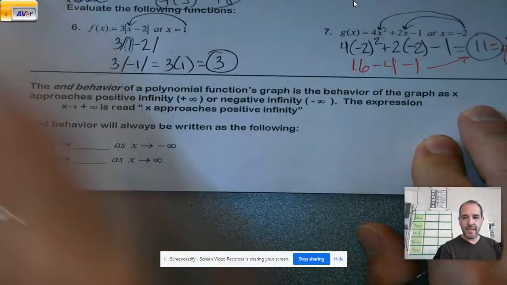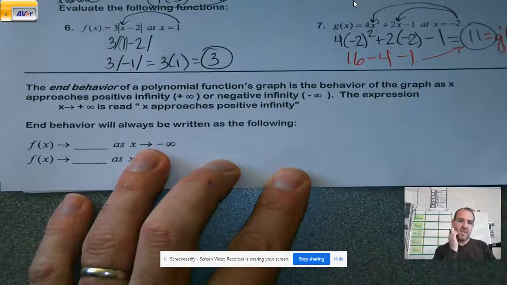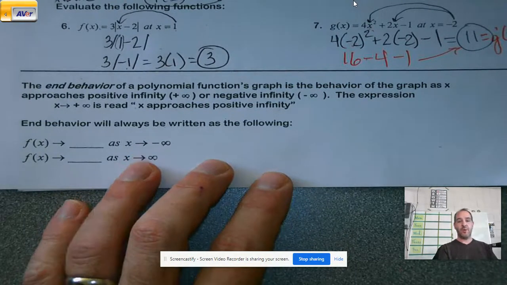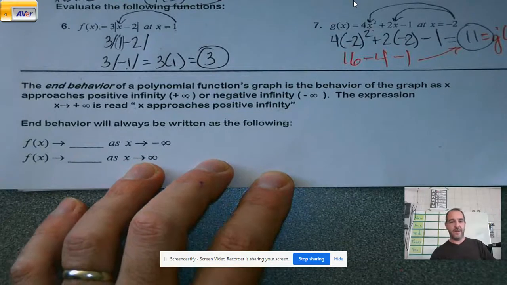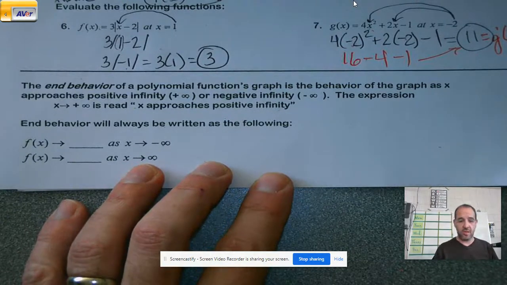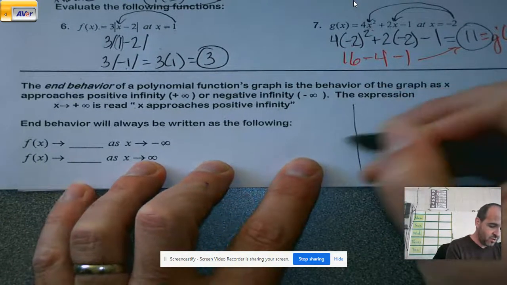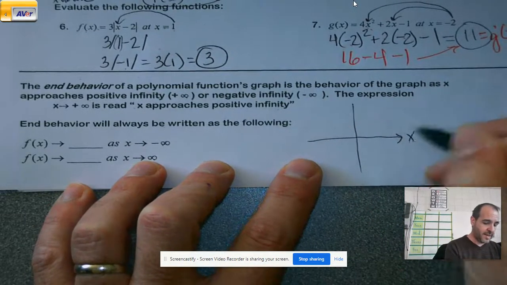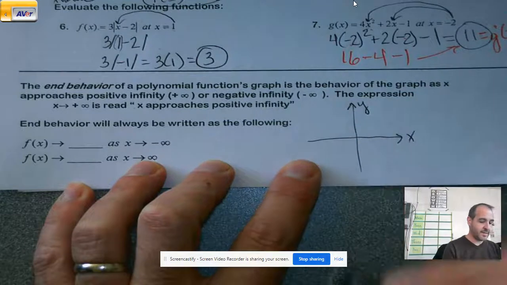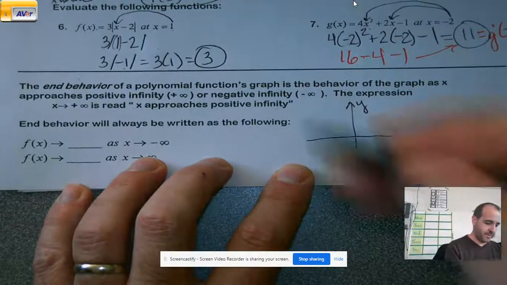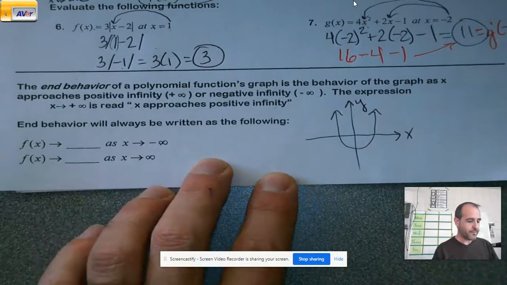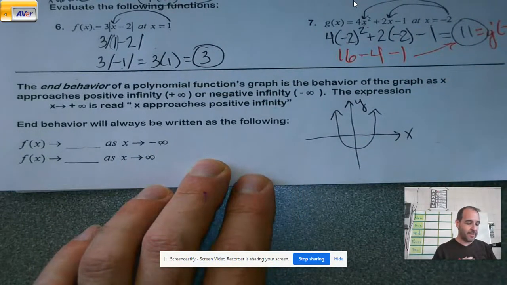So now we're going to get into the graphing part of this. So the end behavior of a polynomial function's graph is the behavior of the graph as x approaches positive infinity or negative infinity. Okay, here's what that means in English. So let's say I have a graph, okay? I have an x-axis, I have a y-axis. And I have some graph going on. Let me just kind of make something up here. Okay, so here's what we're asking.